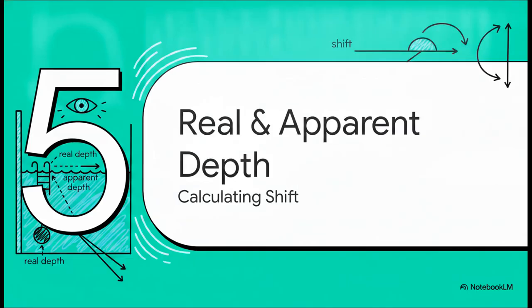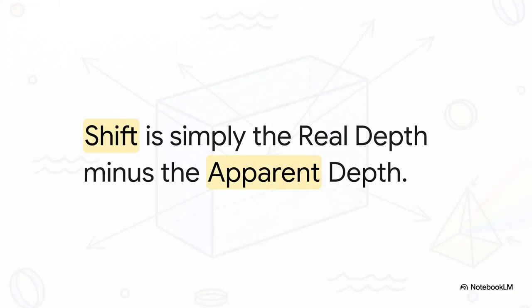Finally, section 5, real depth and apparent shift. Let's circle back to our swimming pool, or maybe just a coin at the bottom of a glass of water. Light travels from the denser water to the rarer air, bending away from the normal as it exits. When those diverging rays hit your eyes, your brain traces them straight back, which makes the coin appear way higher up than it actually is. This optical illusion creates a measurable shift, which is simply the real depth minus the apparent depth.